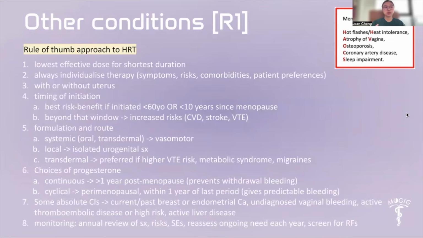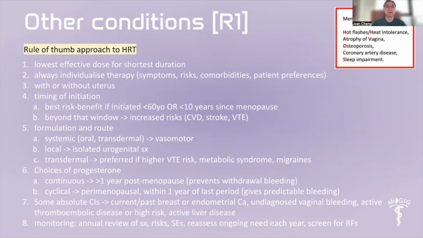Okay, so just quickly go through the rule of thumb approach to HRT. So you always want to go for the lowest effective dose with the shortest duration, and always individualize therapy to the patient. So you're considering symptoms, risks, comorbidities, and patient preferences. And you also need to consider whether the patient has or does not have a uterus, because that would depend on whether you add on progesterone. Patients with a uterus will need progesterone to oppose the effects of estrogen, whereas patients without a uterus can just go on estrogen.